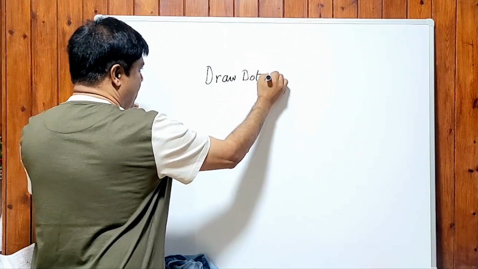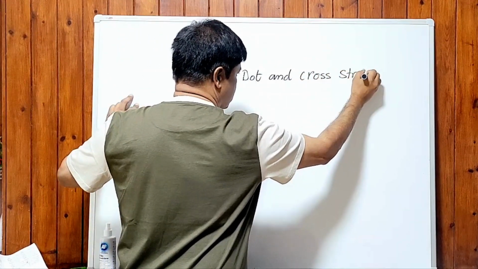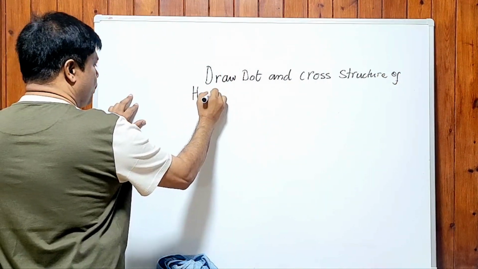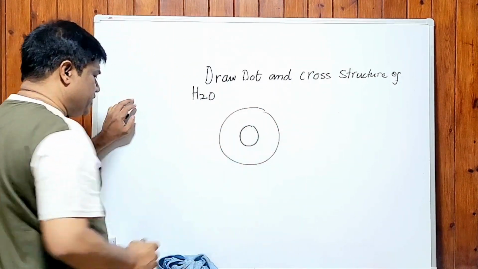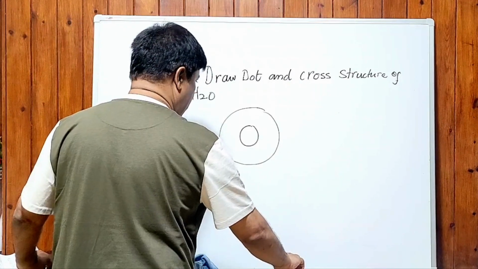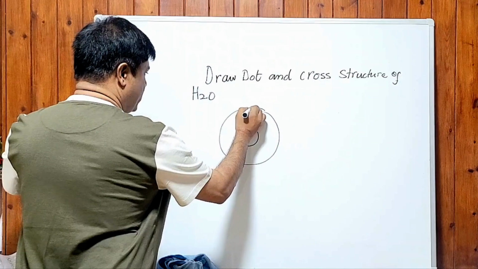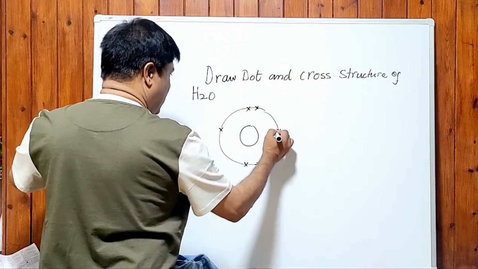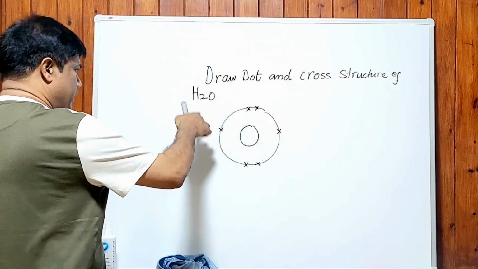Dot and cross structure of water molecule, H2O. Oxygen has how many electrons in the outermost shell, guys? Just now we did it. 6. Oxygen is a group 6 element, meaning it has 6 valence electrons: 1, 2, 3, 4, 5, 6. Hydrogen needs just 1. Oxygen needs 2 more, and each hydrogen needs 1.